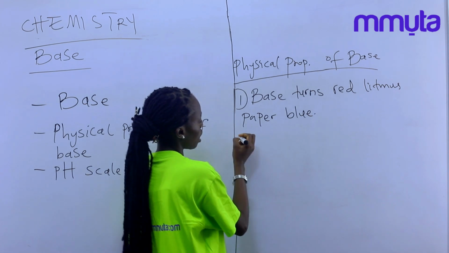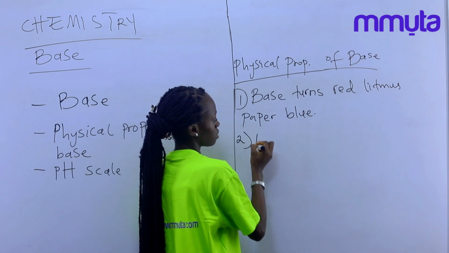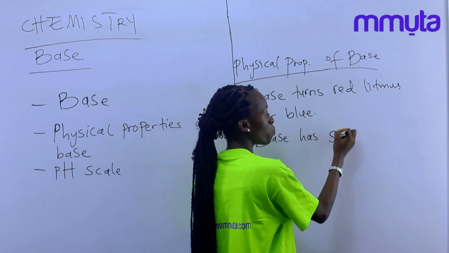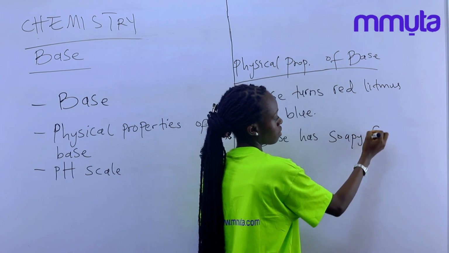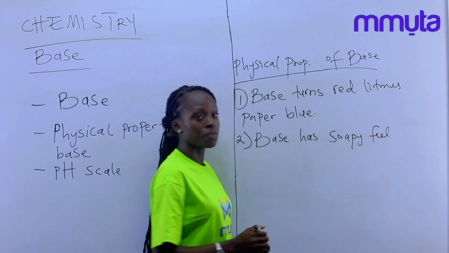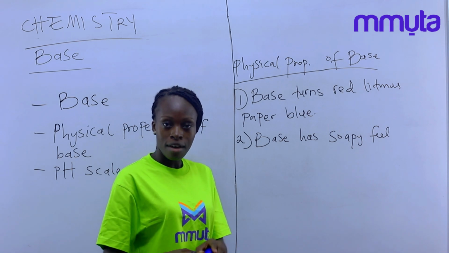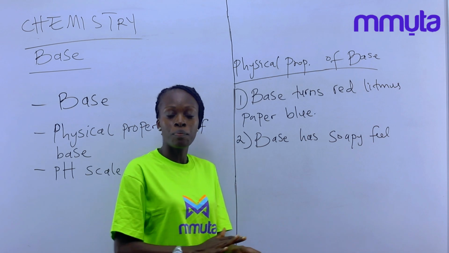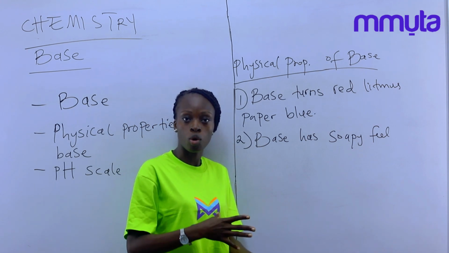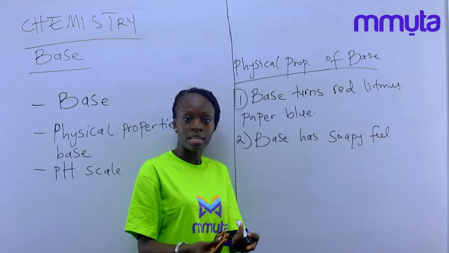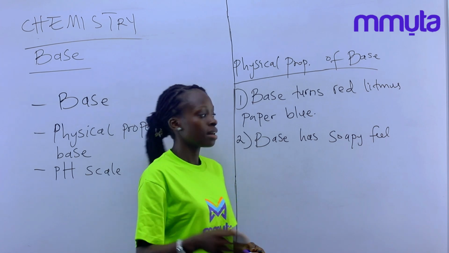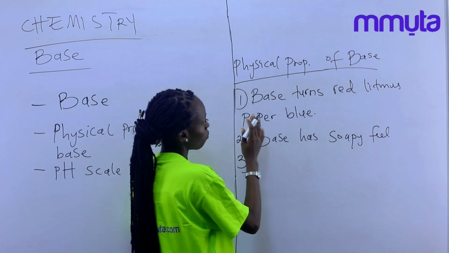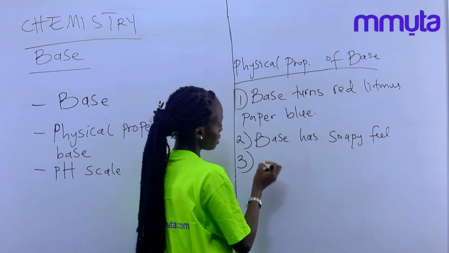Now the second physical property of base is that base has a soapy feeling. So when you have a basic substance in your hand, it has this soapy feeling, the feeling that soap gives you when you feel it. That is the same feeling that base gives you.